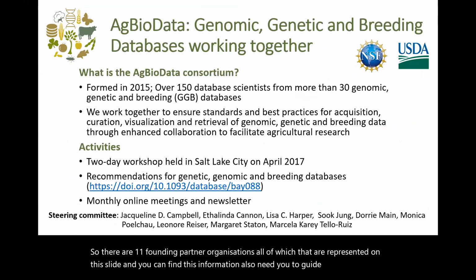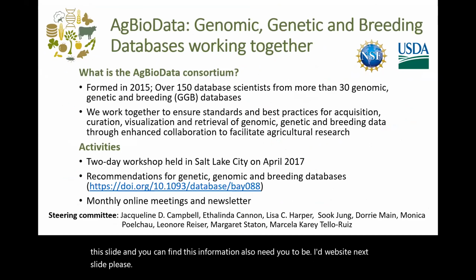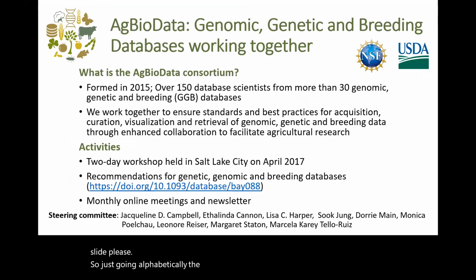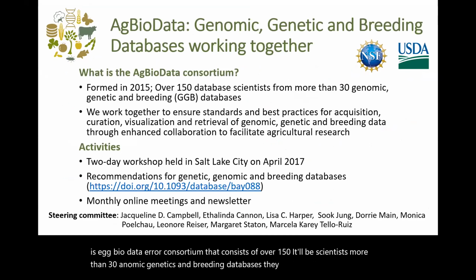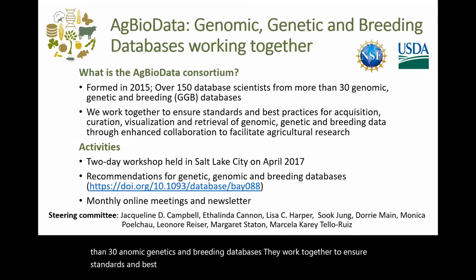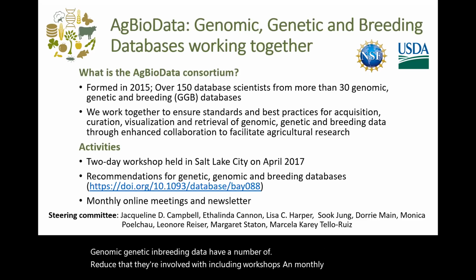Next slide, please. So just going alphabetically, one of the first founding partner organizations is Ag Biodata. They're a consortium that consists of over 150 database scientists from more than 30 genomic, genetics, and breeding databases. They work together to ensure standards and best practices for acquisition, curation, visualization, and retrieval of genomic, genetic, and breeding data. They are involved with a number of activities, including workshops, monthly meetings, as well as newsletters.